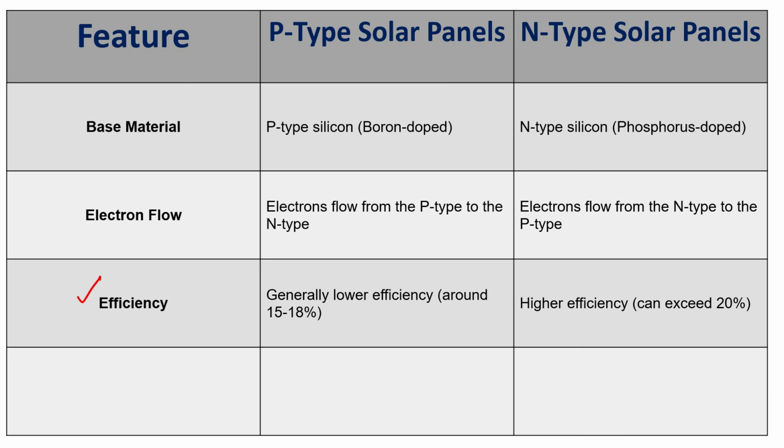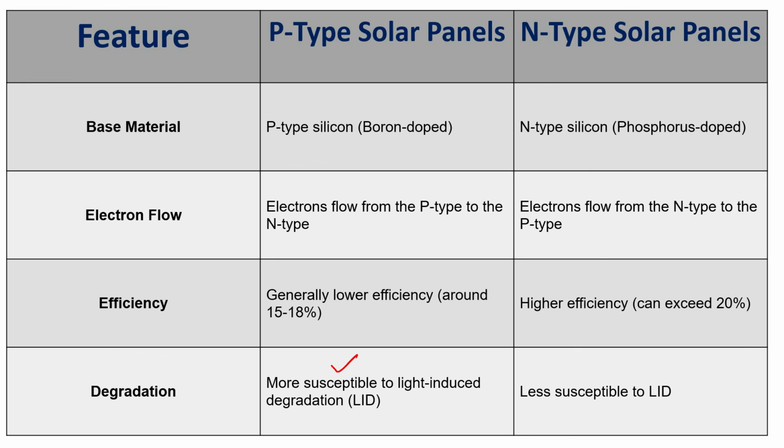Coming to efficiency, P type solar panels have lower efficiency when compared to N type because P type solar panels are more susceptible to light induced degradation. Don't panic about this word degradation. Light induced degradation in solar cells refers to the reduction in performance of solar cells when they are first exposed to sunlight. This phenomenon is particularly observed in boron doped p-type silicon. So that's why it has lower efficiency.